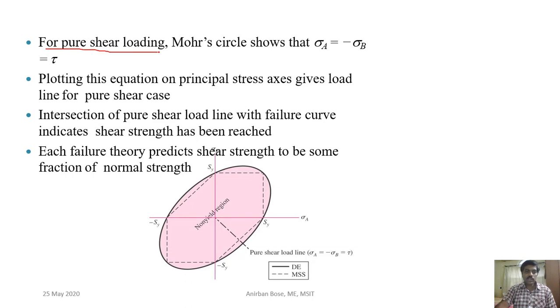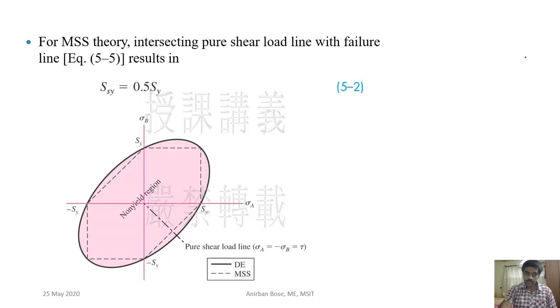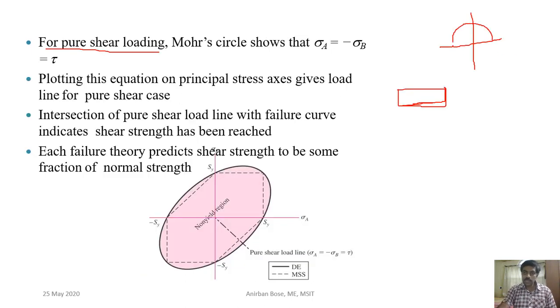Now for pure shear loading, that means if a pure torsion is acting on a shaft, you know that pure shear will come. So what will be the Mohr circle? If you remember, the Mohr circle will be like this. So what is the maximum shear stress? Tau max. Here sigma A and sigma B are opposite in sign and of the same magnitude, and that magnitude is the same as tau max, that is the shear stress.